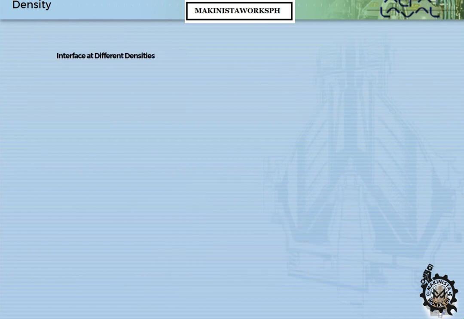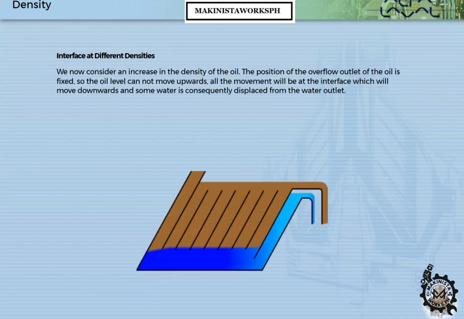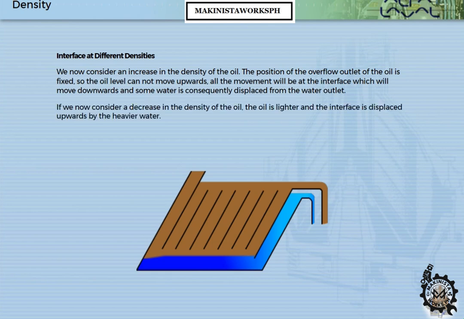Interface at different densities. We now consider an increase in the density of the oil. The position of the overflow outlet of the oil is fixed, so the oil level cannot move upwards. All the movement will be at the interface, which will move downwards, and some water is consequently displaced from the water outlet. If we now consider a decrease in the density of the oil, the oil is lighter, and the interface is displaced upwards by the heavier water.